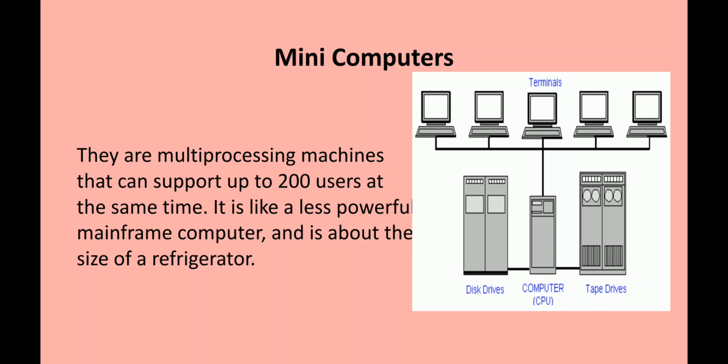The 12-bit PDP-8 mini computer was the first successful mini computer. So this is the best example of the first mini computer, that is PDP-8. Okay, so they are multi-processing machines that can support up to 200 users at the same time. It is like a less powerful mainframe computer, and it is about the size of a refrigerator. Any lab or any big organization uses a mini computer to store a large amount of data and to give service to a number of users.